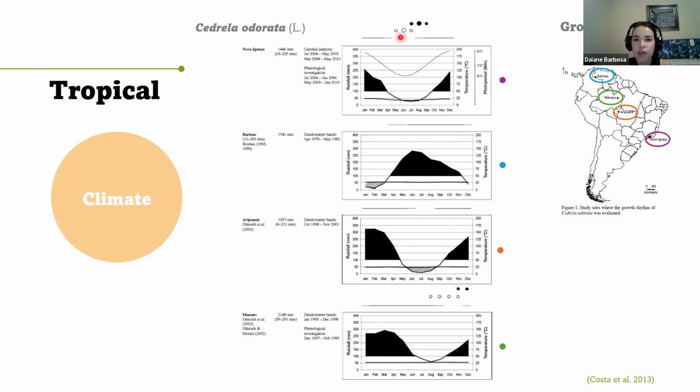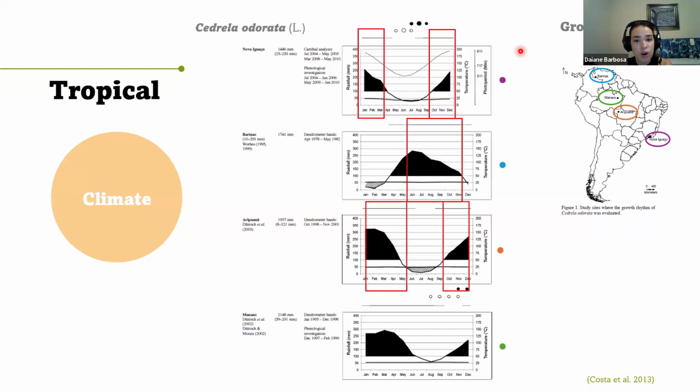And this line over here, I will mark for you, is the period when the cambium is growing. The wood is growing in this period. And we can see that the wood only grows when we have water, in the period with more water of the year. The temperature doesn't change too much, but still the plant responds to differences in the pluviosity along the year in different areas.